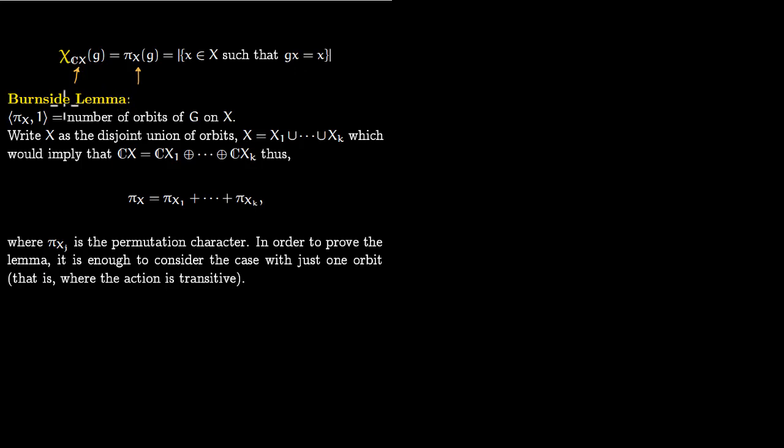So now we want to prove this result called Burnside's lemma. You take this permutation character and a trivial character, and take their inner product. This should be equal to the number of orbits of g on x.